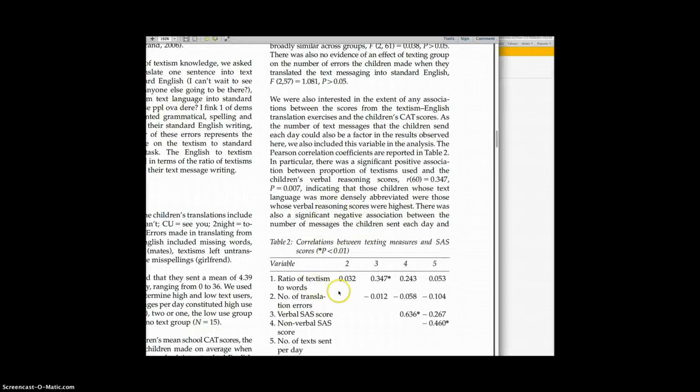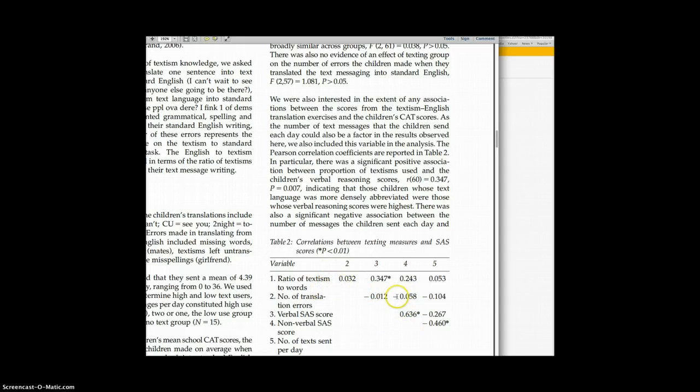Now, the way that this correlation table is set up is we have these 5 variables: ratio of textism to words, number of translation errors, verbal SAS scores, nonverbal SAS scores, number of texts sent per day, 1, 2, 3, 4, 5. These are the same variables, 2, 3, 4, 5. So this number 2, number of translation errors, is the same as this number 2. We don't see a number 1 here because, as we said in the class, the correlation between ratio of textism to words and ratio of textism to words is 1. It doesn't make any sense.